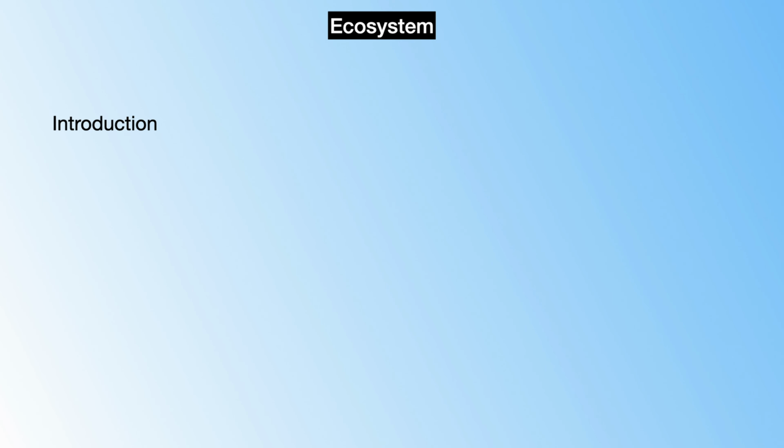Let us start with ecosystem. Today, we are zooming out to look at the big picture of nature. Think of an ecosystem as a functional unit of our planet. It is not just a collection of plants and animals. It is a theater where living organisms interact, not just with each other, but with their physical surroundings like air, water, and soil.